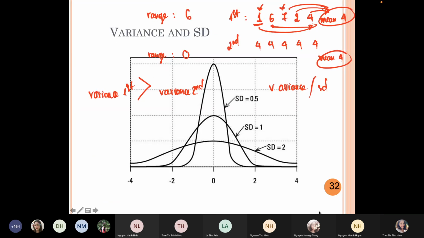Rồi, các bạn còn ai gặp vấn đề gì không? Có máy tính nhưng mà không bấm được ra kết quả. Có bạn nào gặp vấn đề đấy không?